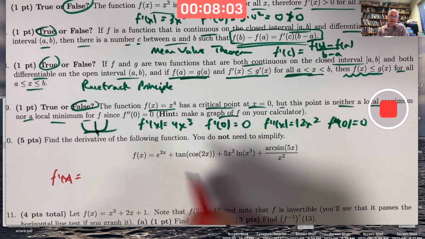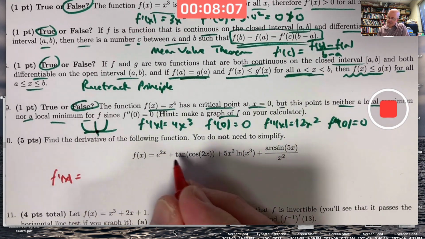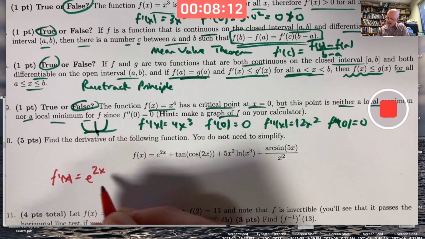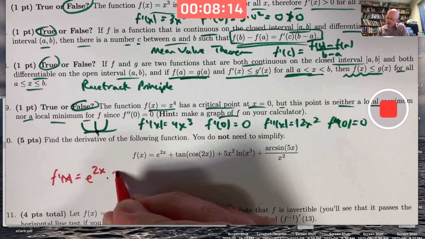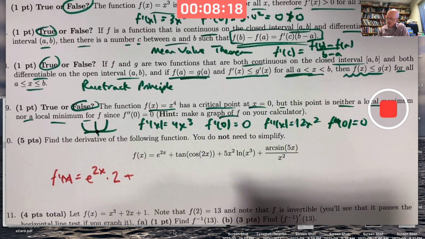The derivative of e to the x is e to the x, but I got a 2x up there. That means I need the chain rule. The inside function is 2x, so I take the derivative of the outside function, plug in the inside function, 2x, and then multiply times the derivative of the inside function. That's the derivative of e to the 2x.